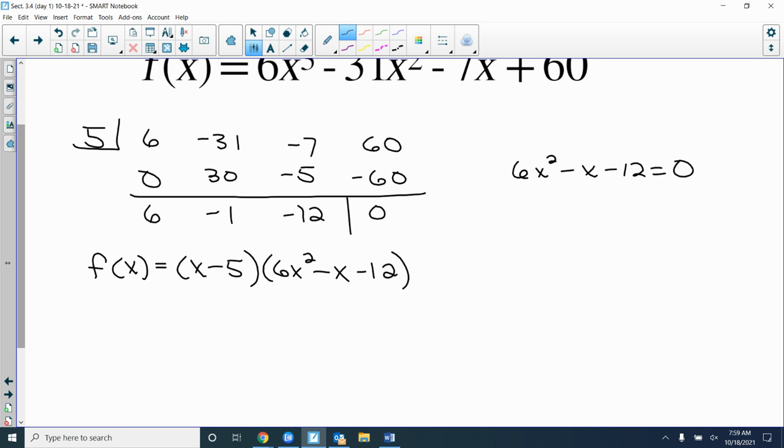Got it? No, that's not factoring. That's the quadratic formula. Just factor it. I'll give you a hint. It's 3x and 2x that multiply together.